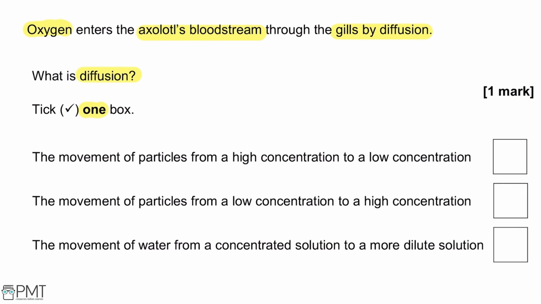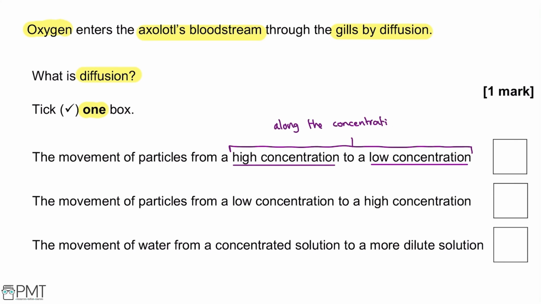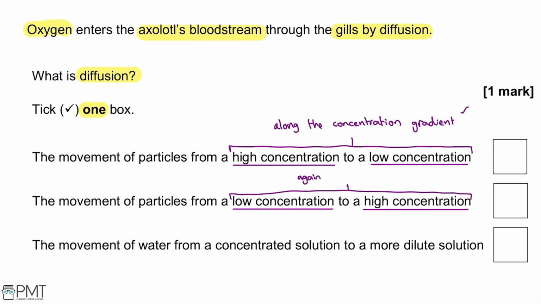The first option says it's the movement of particles from a high concentration to a low concentration. And another way in which this is said is along the concentration gradient, which is something that is applicable in diffusion. The next option is suggesting that diffusion is the movement of particles from a low concentration to a high concentration. And another way in which this one is said is to be against the concentration gradient.